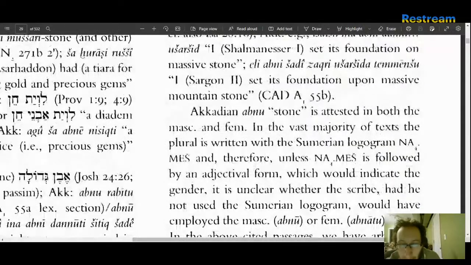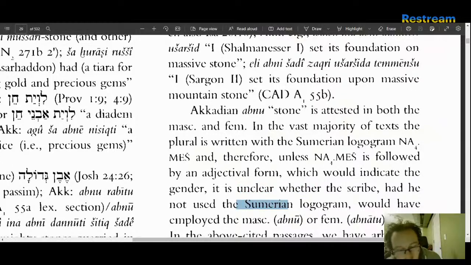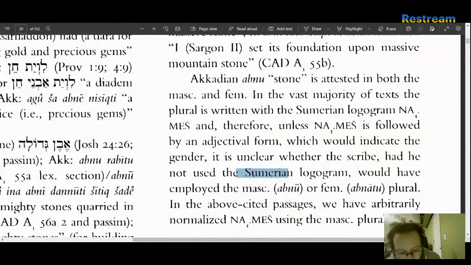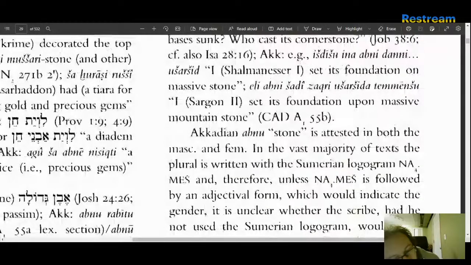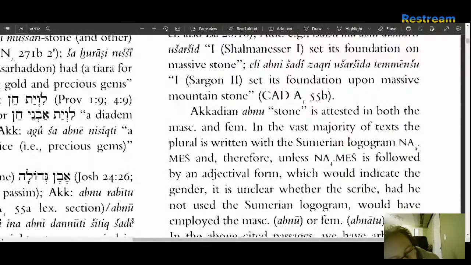Let's see here. So Akkadian Avenue is attested in both the masculine and feminine. In Hebrew, I believe it's only masculine. In the vast majority of texts, the plural is written with the Sumerian logogram na, mes, and therefore, unless na mes is followed by an adjectival form, which would indicate the gender, it is unclear whether the scribe, had he not used the Sumerian logogram, would have employed the masculine or feminine plural. They have chosen the masculine plural, but they don't know for sure if that's how they used it. So yeah, there's a letter in Akkadian, mesh, which is from Sumerian, and it means its own word in Sumerian, but it can also mean the plural in Akkadian.